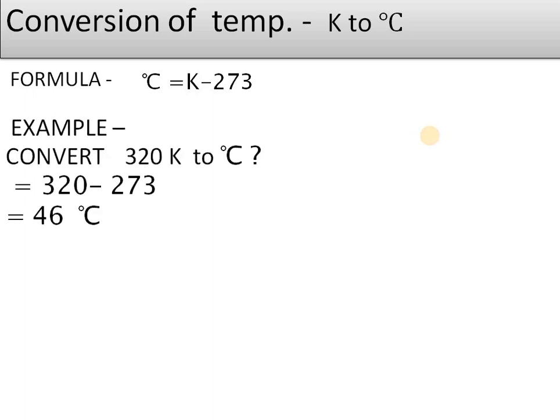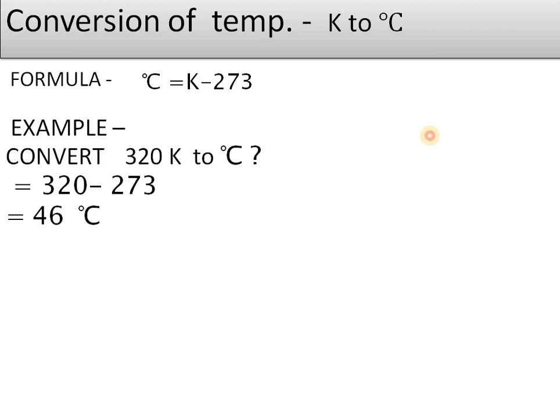Here is an example: you have to convert 320 Kelvin to degree Celsius. How are we going to convert it? 320 minus 273. You just have to subtract it. No division or multiplication is involved. It's very simple. You subtract it and get 47 degrees Celsius. Simple.